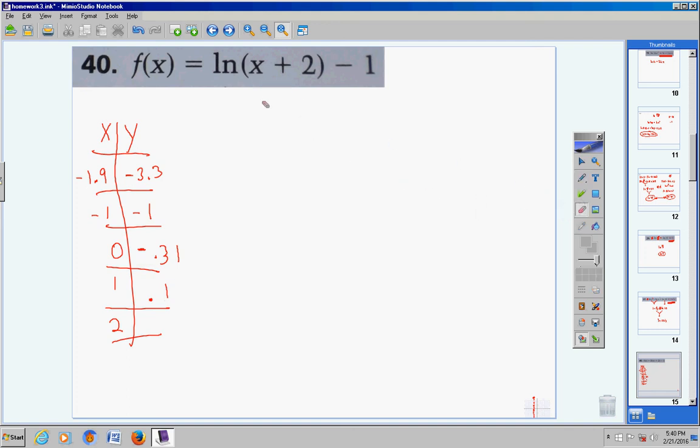We can do that in our head here, guys. 2 plus 2 is 4. So the natural logarithm of 4 minus 1. So ln, and then 4, then close your parentheses, minus 1, gives you 0.386, or 0.39. Okay, guys, I think we're pretty much ready to graph this. We'll do one more, and we'll be finished with the homework assignment, okay? Here we go.